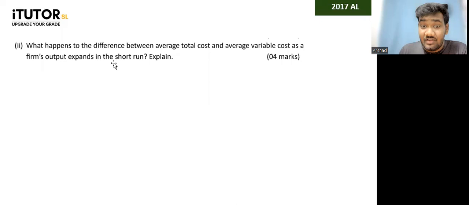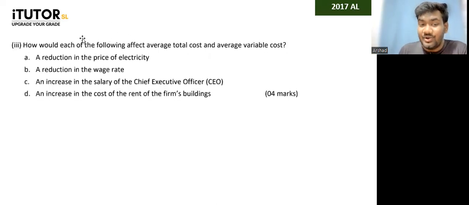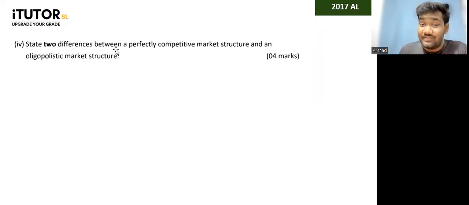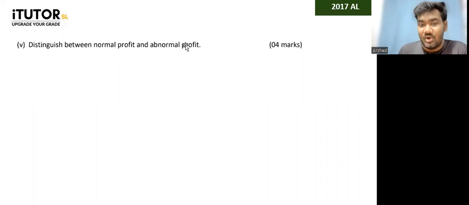Then next one. What happens to the difference between average variable cost and average total cost? Remember, the difference between average total cost and average variable cost is the average fixed cost. No, the more and more you produce, it reduces. I'll explain that next class. Okay. How would each of the following affect? Very simple again, right? State two differences between perfect competition and oligopoly, right? I don't think that's even a question to worry about. Last one, distinguish between normal profit and abnormal profit. Again, very simple.